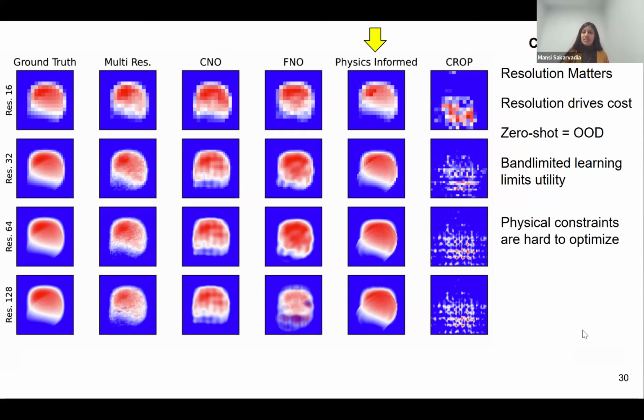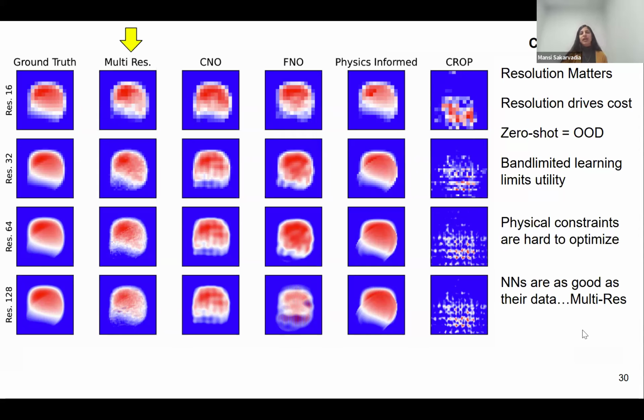Next, we consider physics-informed training constraints. And the reason we think these are a viable option is because physical laws don't change across resolution. But in practice, what we find is that physical constraints can be a little bit finicky to optimize and oftentimes underpredict energy in the frequencies of our system.